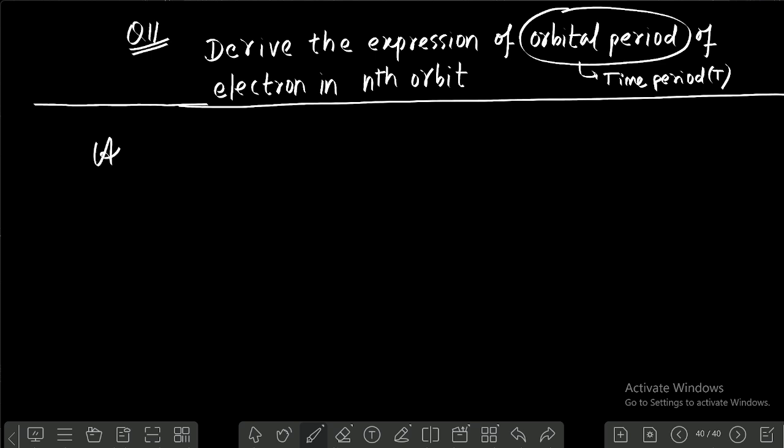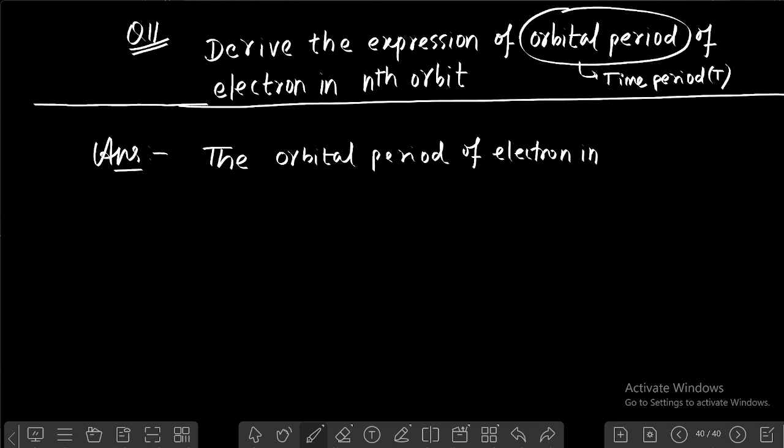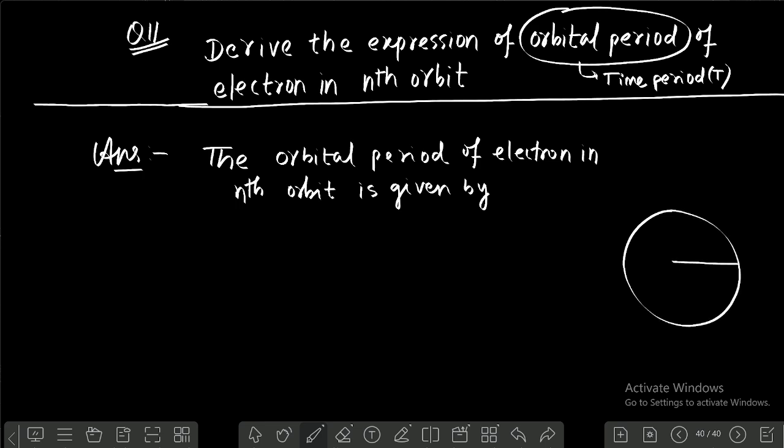So what is the answer? Write down here. Now the time period, or the orbital period, of electron in nth orbit is given by what? Now all of you listen. Electron is revolving in a radius, let's take Rn, moving with velocity Vn. This electron is revolving with velocity Vn, radius Rn.